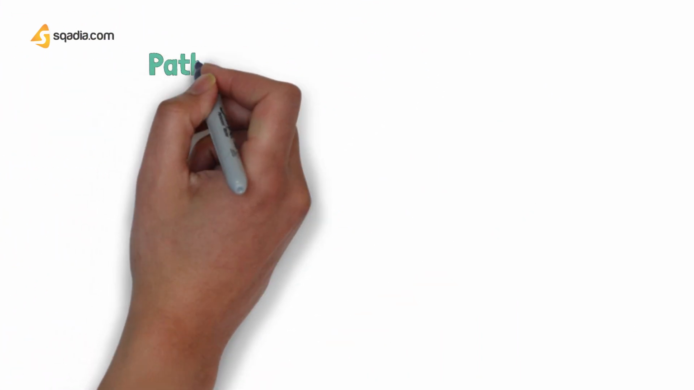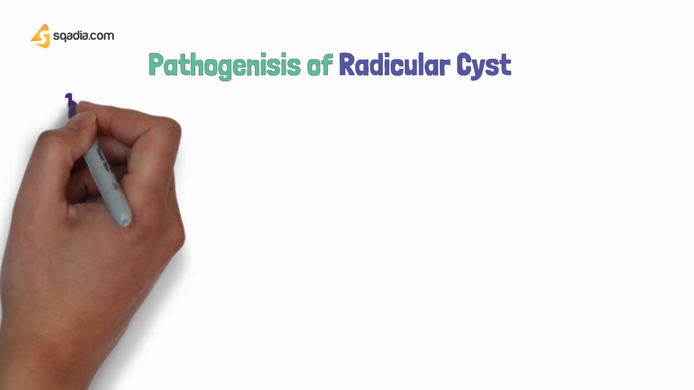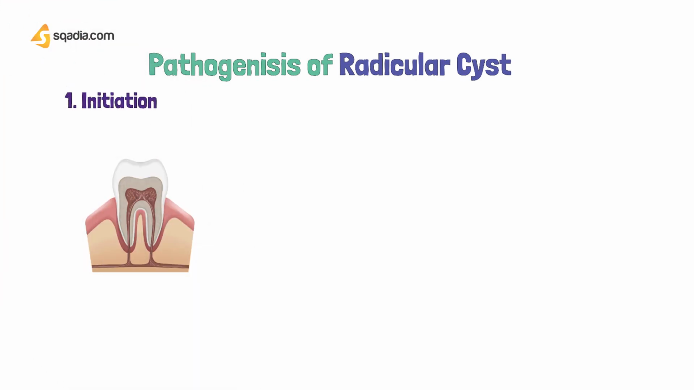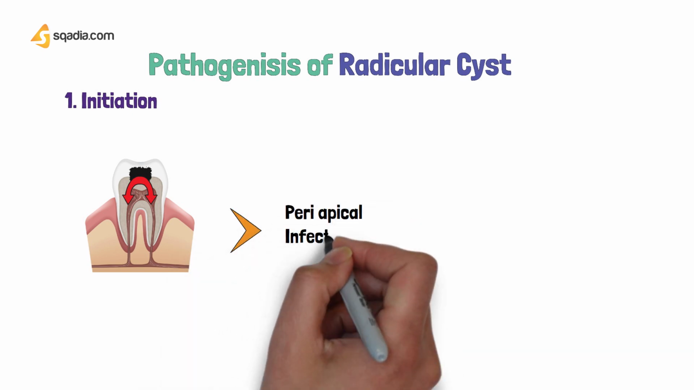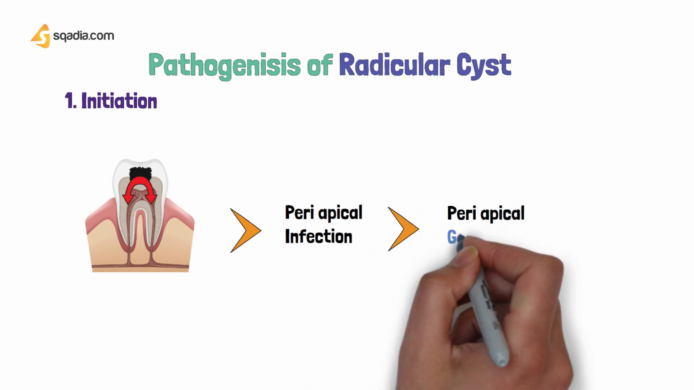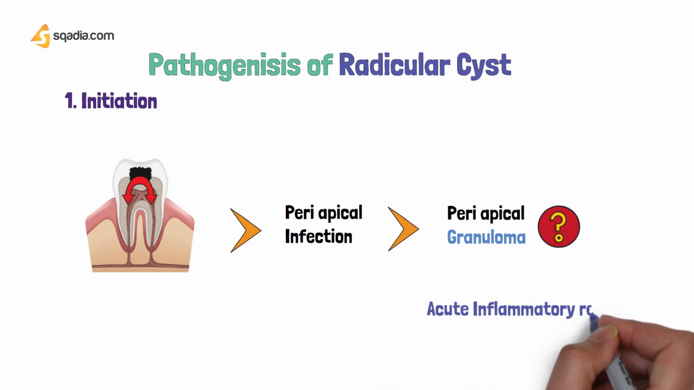Now let's talk about the pathogenesis of the radicular cyst. It occurs in three phases. First of all, we have the initiation. Initiation means the starting of the cyst. So basically, there is going to be a carious lesion in the occlusal surface of the tooth. When this infection from the caries progresses, it enters the pulp canal chambers and the pulp canals. Eventually, this infection ends up in the periapical area and a periapical granuloma is formed. A periapical granuloma is basically an acute inflammatory reaction which is a resultant of the inflammation in the pulpal area.